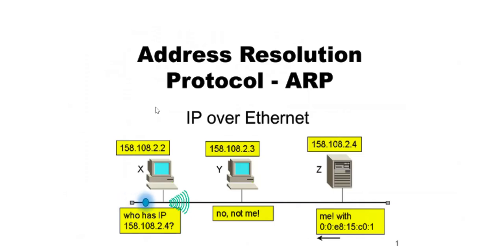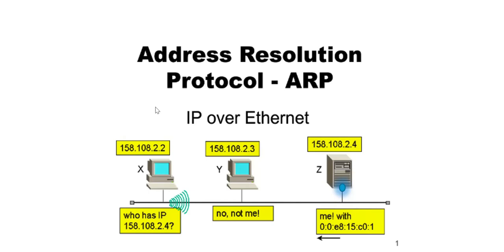Say, for example, X is one host, Y is another host, and Z is another host. X knows its own IP address and MAC address. But if it wants to send a packet to Z, it knows only Z's IP address. How will it come to know the MAC address? It has to send a predefined packet called the ARP, Address Resolution Protocol, packet.